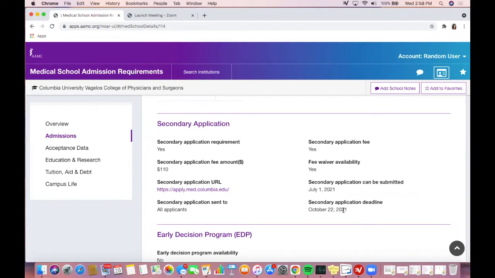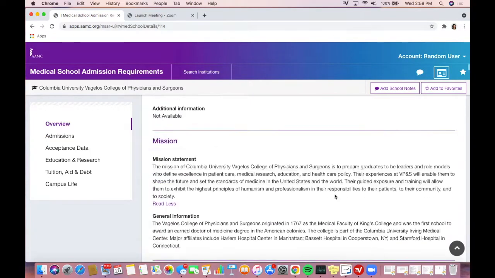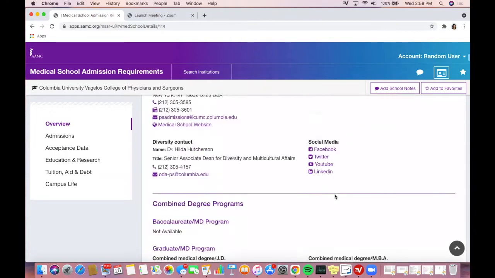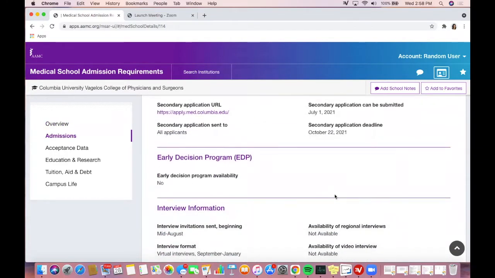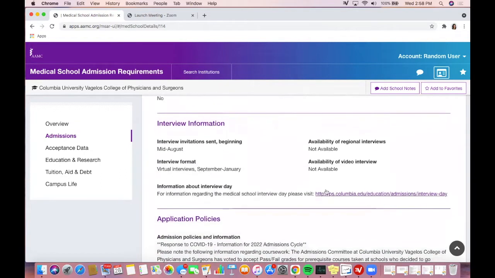When is the secondary application deadline? Now, this is interesting because they say the secondary application can be submitted on July 1st, and meanwhile, review, they said, started on July 1st. So maybe they start reviewing the very day students are allowed to submit secondaries. Some schools will offer this information.